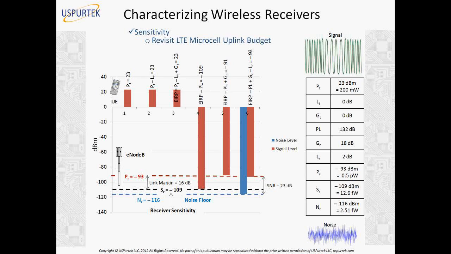be as powerful as the E node B transmitter. So the signal will be even weaker when it arrives at the E node B. That is why we are coming out with even better sensitivity at the E node B compared to the handset. So this is just a reference from the previous link budget analysis and how the sensitivity plays into here.